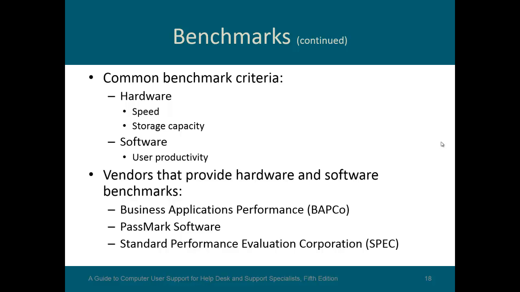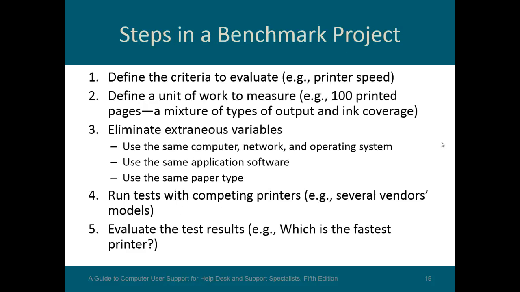All right, and then steps in a benchmark: define the criteria. We're going to try to figure out the printer speed. And then define a unit of measure, 100 printed pages. How long does it take me to print 100 pages? And then eliminate any extra variables. Make sure you're using the same computer, the same network, the same paper type, all that stuff.